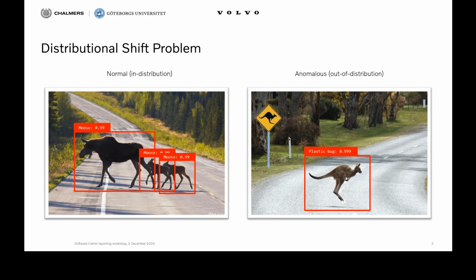For example, if we train our perception algorithm on Swedish roads, and during training our model has seen mooses a lot, during runtime it will predict mooses with high confidence. It hasn't seen kangaroos on the Swedish roads during training, so during runtime it will output something unexpected, and in the worst case, the prediction will have high confidence. For example, on the right side of the slide, you can see that the kangaroo is predicted as a plastic bag with almost 100% confidence. And this is obviously not a desirable behavior for our perception system in cars.